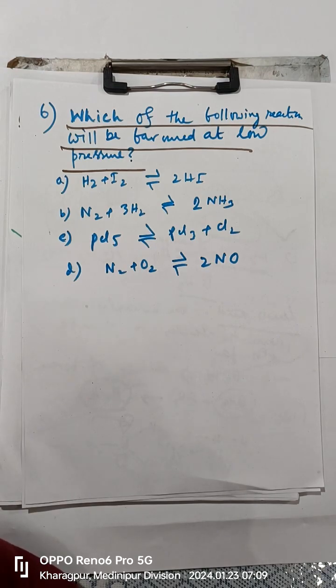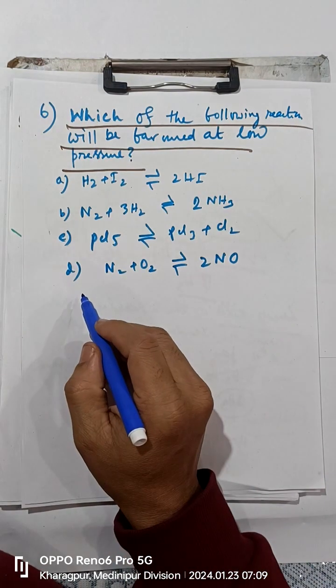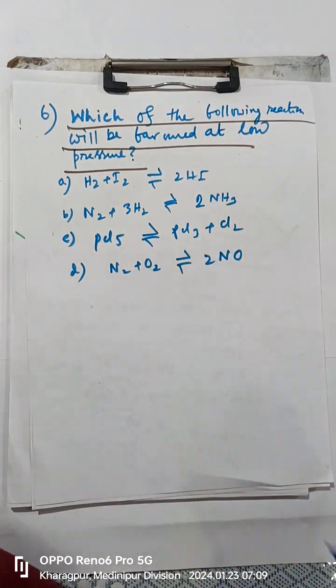So here the equilibrium constant depends on some factors, and those are very important. If you disturb any factor for which the equilibrium exists, then the equilibrium will shift towards the right or left side to manage itself and retain its equilibrium again. So here the question is: which of the following reactions will be favored at low pressure? At low pressure, again the delta n value comes into operation.